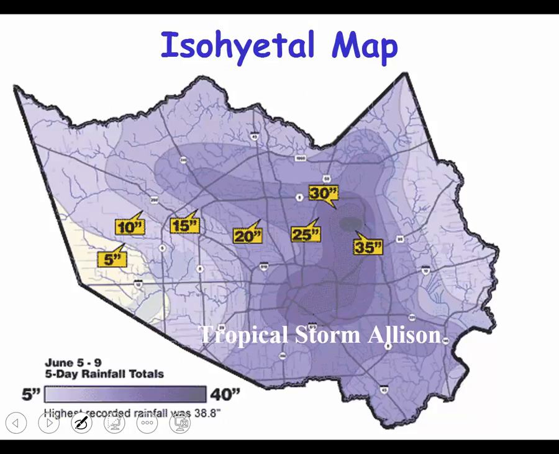Okay. Now, here is an isohyetal map for Tropical Storm Allison for Harris County. And wow, there were up to 35 inches of rain. Now, that was for a 5-day total. Okay. That's the heaviest rain we've ever seen here.